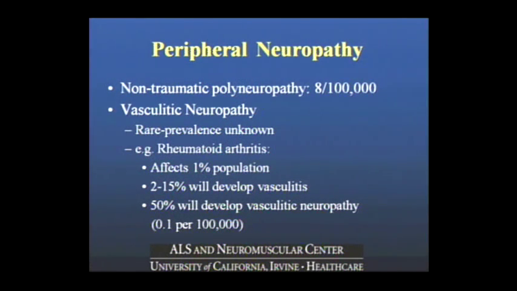Generally, when people refer to the term peripheral neuropathy, they mean polyneuropathy, so that means several nerves affecting the hands or the feet. Now, polyneuropathy that's not related to injury is a very common problem, because about 8 in 100,000 people have polyneuropathy. Fortunately, a very small subset of the polyneuropathies are caused by vasculitis. We don't actually know how many people with polyneuropathy have vasculitis, but to give you an example, if rheumatoid arthritis occurs in about 1% of the population, and 15% of those people have vasculitis, only half of those will have a neuropathy related to vasculitis.